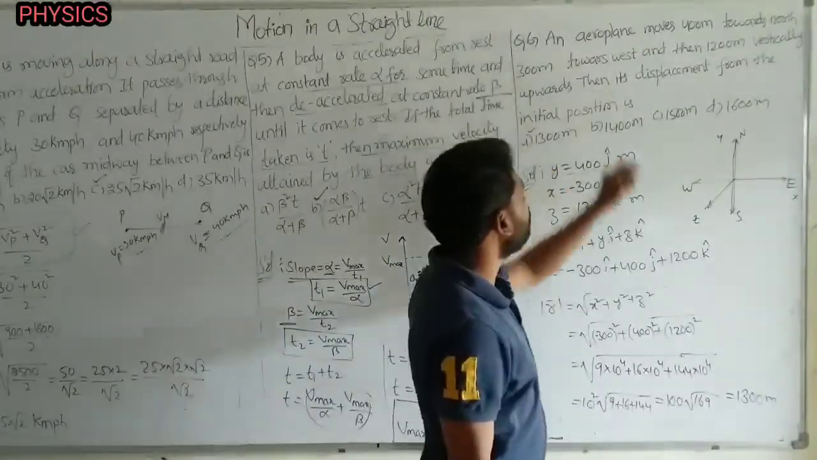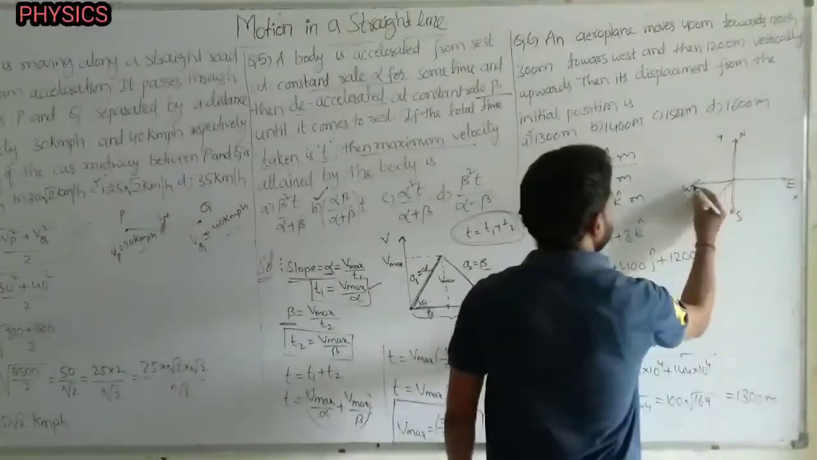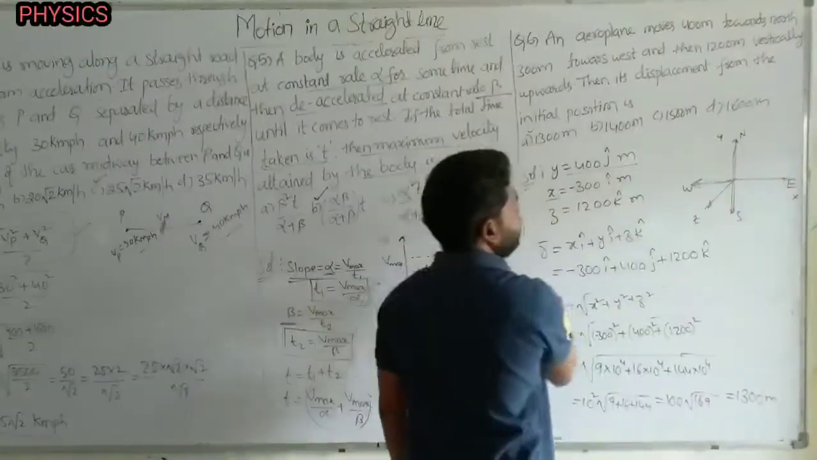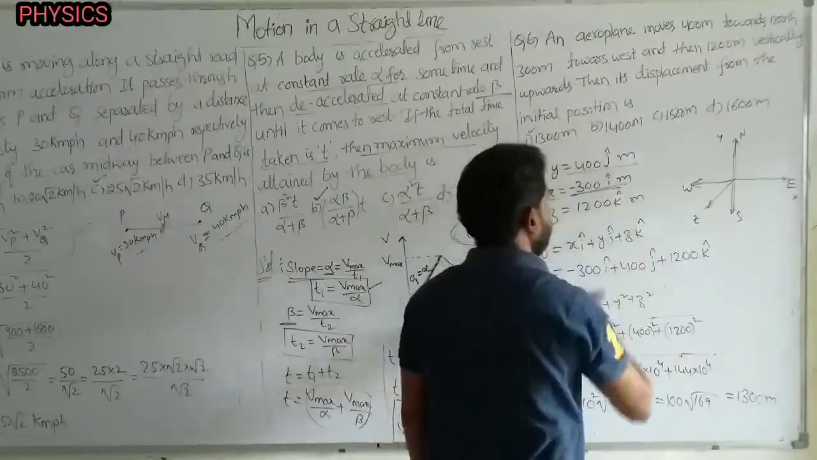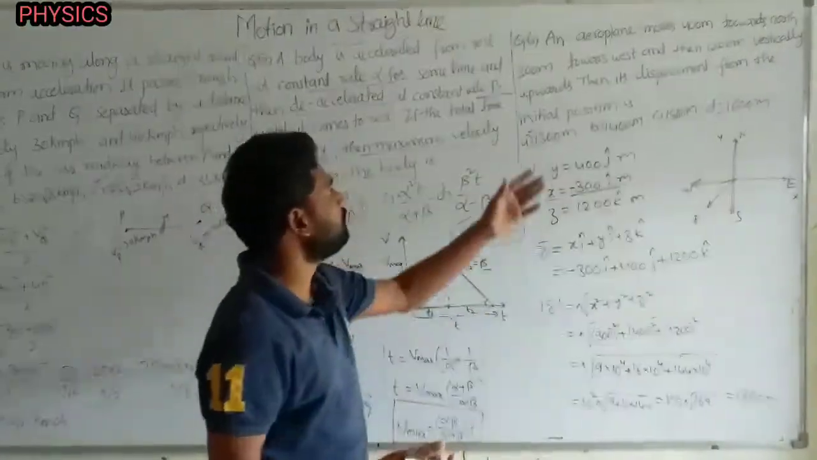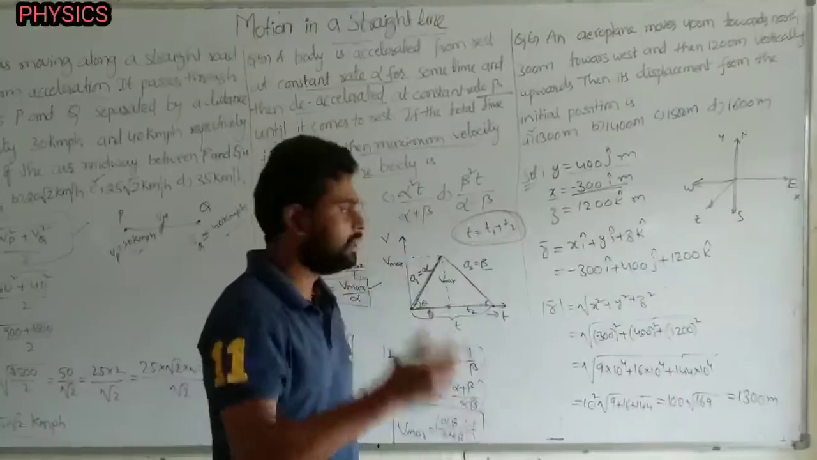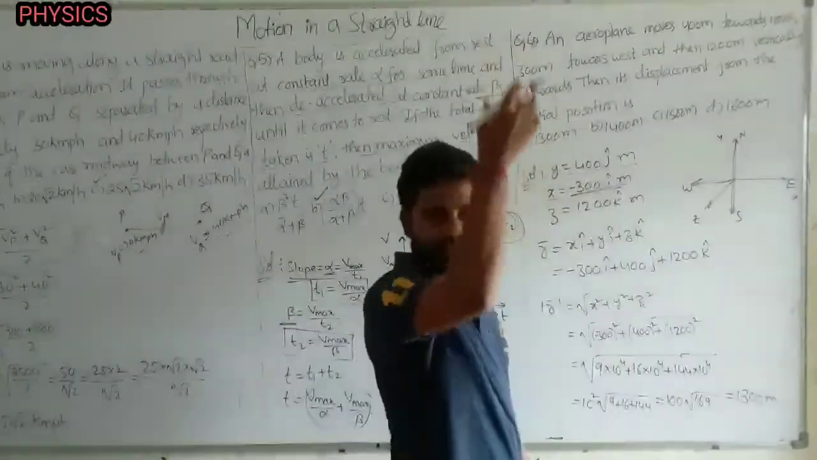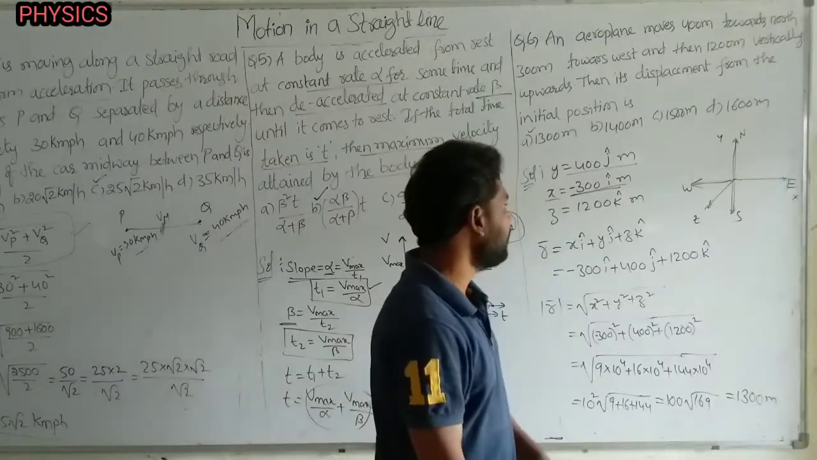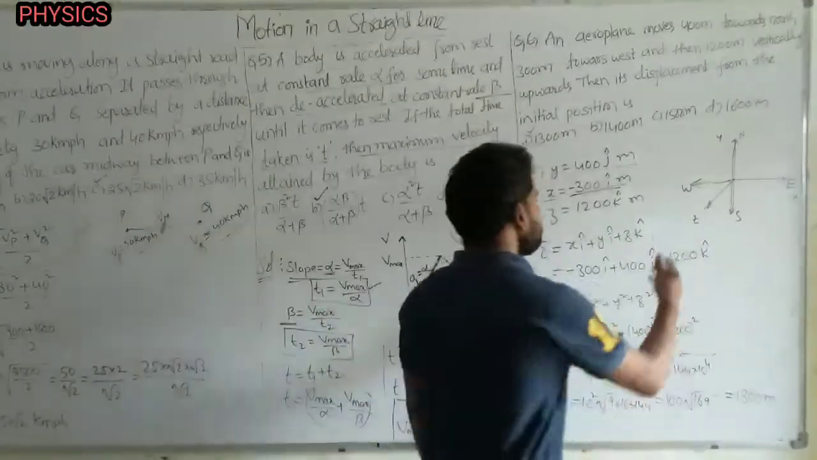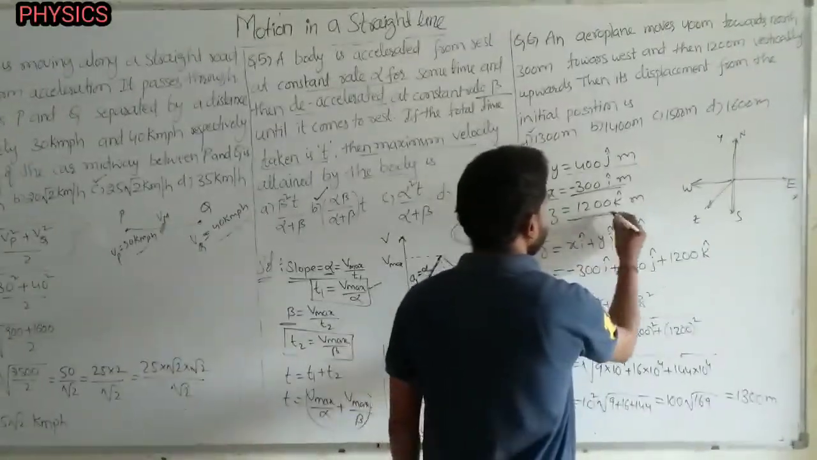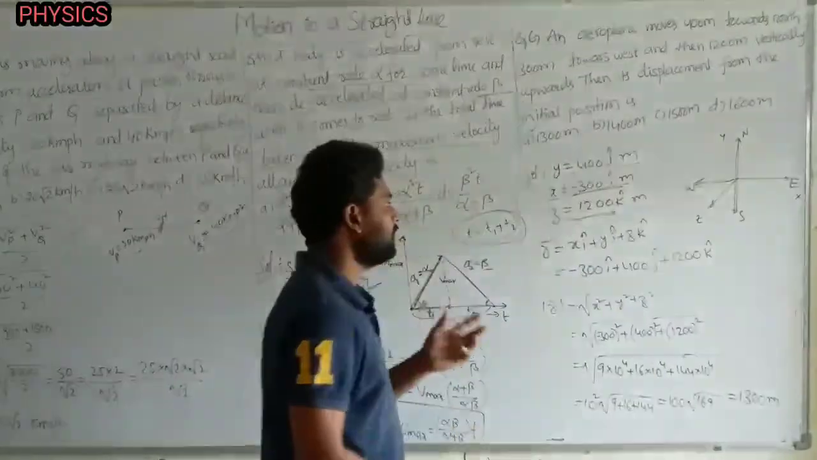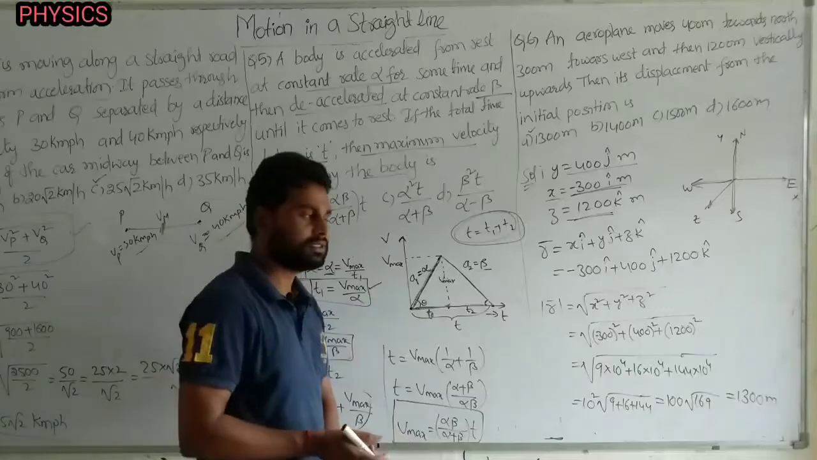Next, 300 meter toward the west means this side. I consider this the x axis, so it is moving in the negative x direction: minus 300 i cap. Then 1200 meter vertically upward means the z axis, positive direction upward, and downward would mean the negative z axis. So here I am taking z equal to 1200 k cap. Now the position vector I am going to write is r bar equals x i cap plus y j cap plus z k cap.